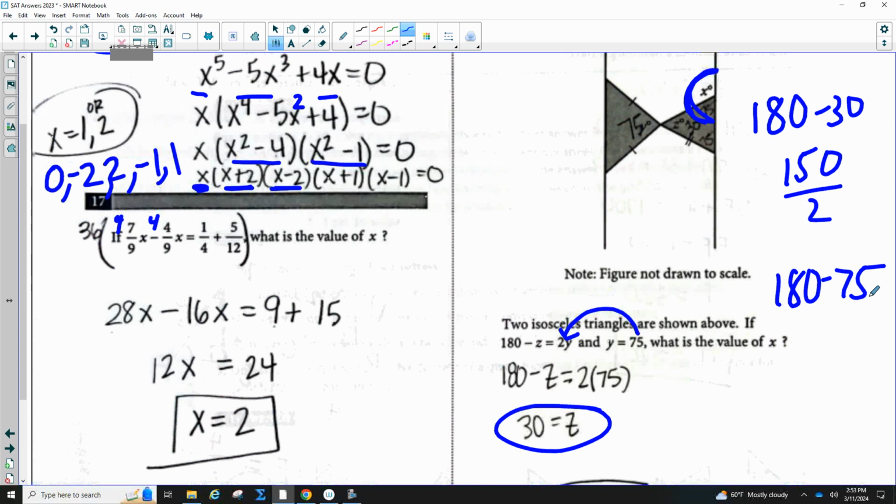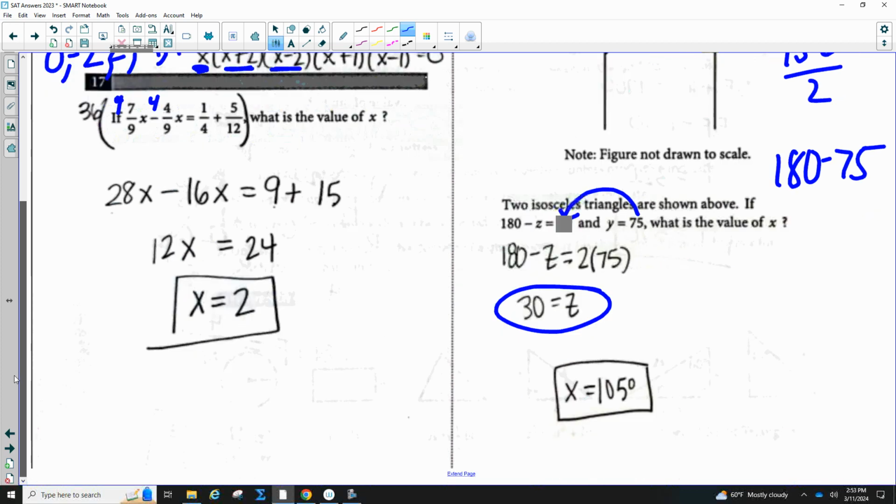Trust me, you guys can do these. They just add an extra thing in, okay? Plug in wherever you can plug in. Remember isosceles triangles, very doable.